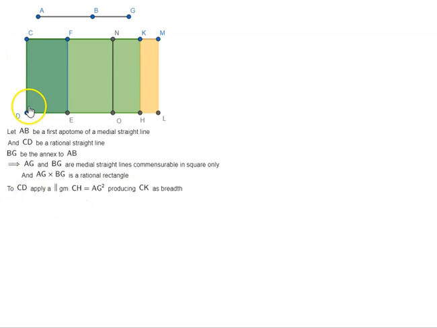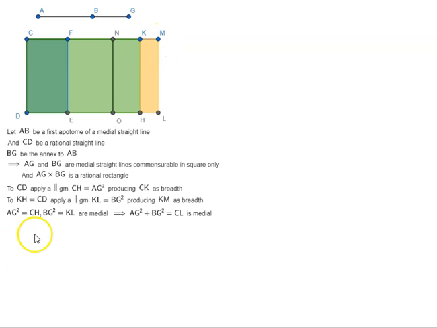Now to CD, we apply a parallelogram CH equal to the square on AG, producing CK as the breadth. Then we again apply to KH, which is equal to CD, a parallelogram KL equal to BG square, producing KM as the breadth. Now, AG square is equal to CH, BG square equal to KL, and they are medial, which implies AG square plus BG square, which is equal to CL, is also medial.